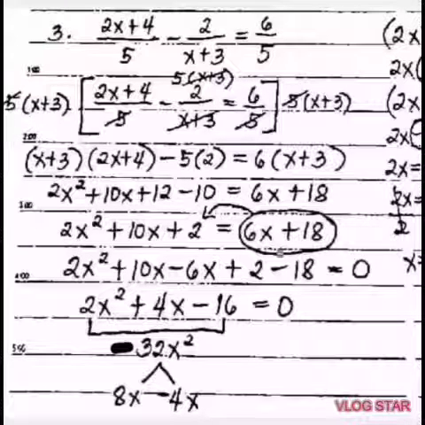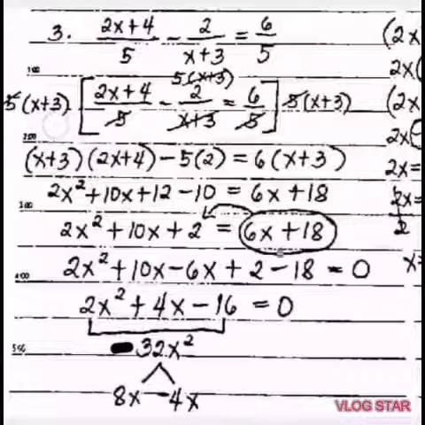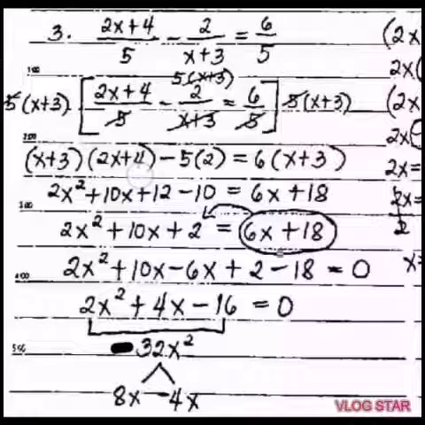Okay, cancel out 5 here, because 5 divided by 5 is 1. So what is left? x plus 3 and 2x plus 4. So we write x plus 3 and 2x plus 4. Later, we will multiply that.